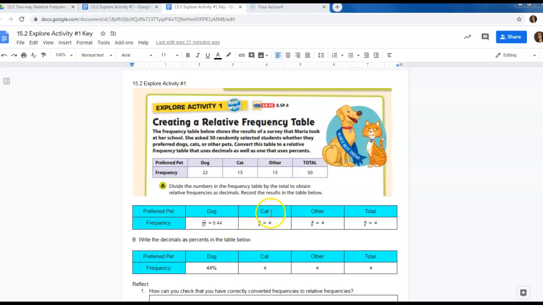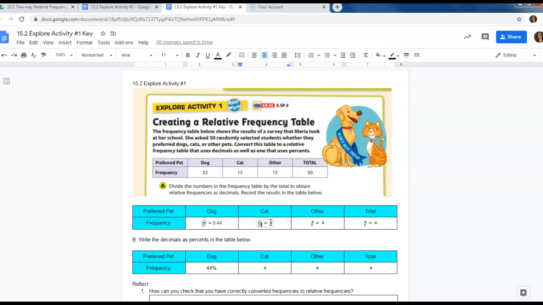So the next one, cats. For cats, you got 15 out of 50. So right here, I'm going to double click in there to make sure that I have the number right, and I'm going to put in 15. And then I go to the denominator, and I put out of 50 because that's how many responded.